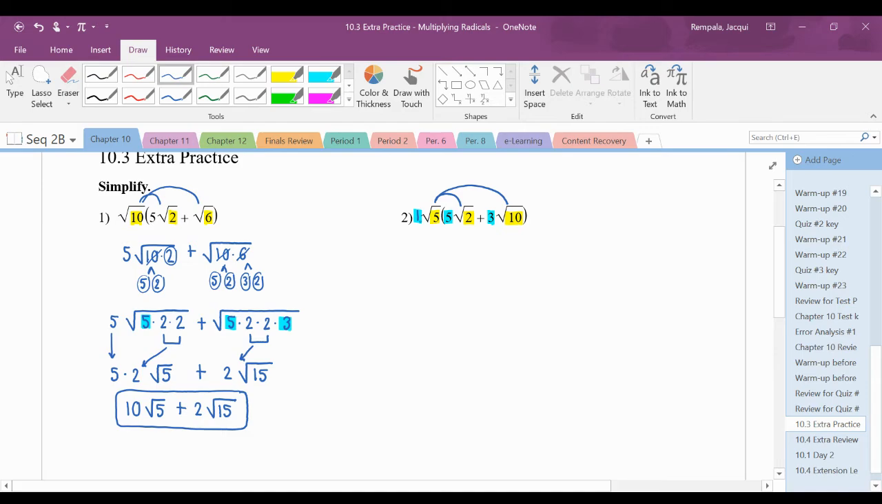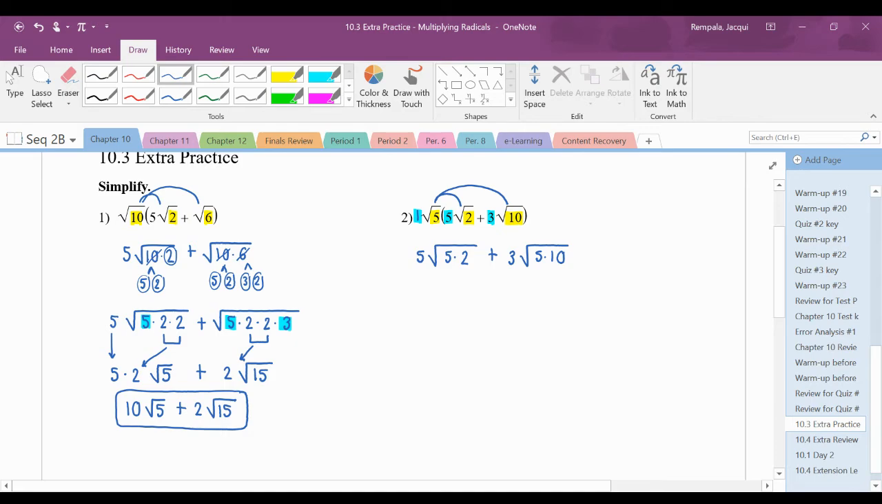So once again, the outside numbers we multiply together. So 1 times 5 is 5. And then under the square root, I'm not going to multiply those together yet, but we'll have 5 times 2. I'm going to bring down that addition sign and repeat. The outside numbers, 1 and 3, get multiplied together. So that's 3. Then under the square root, we'll want to multiply 5 and 10 together.